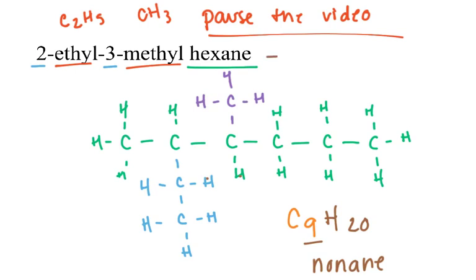So that means that 2-ethyl-3-methylhexane is an isomer of nonane. So same thing. They are different structural formulas, but the same molecular formula. And that means they have completely different chemical and physical properties.